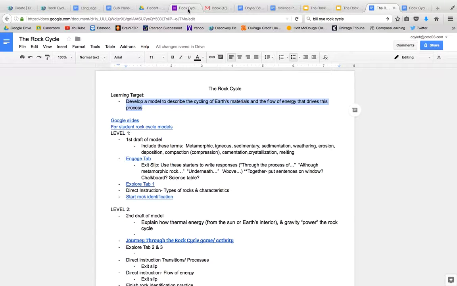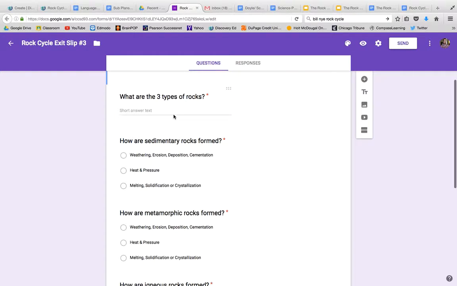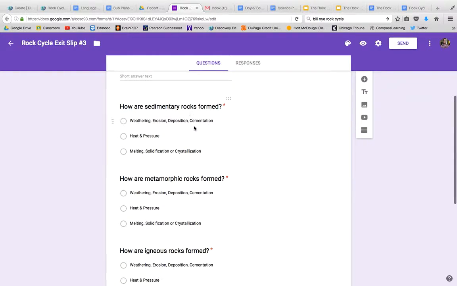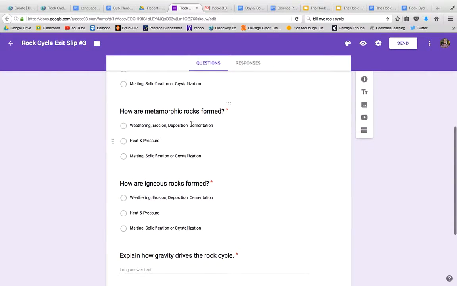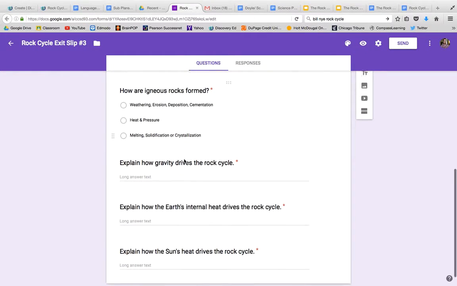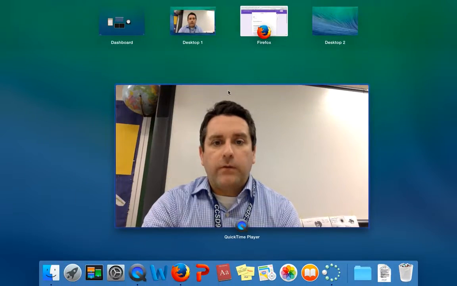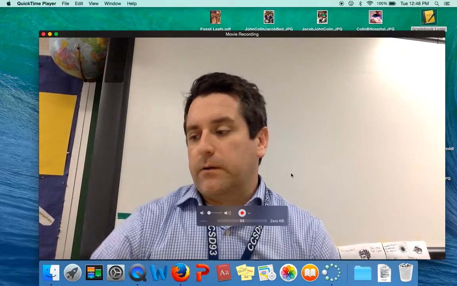Now, today in class, you guys are going to be completing this exit slip. So let's preview it. What are the three types of rocks? How are sedimentary rocks formed? That's multiple choice. How are metamorphic rocks formed? How are igneous rocks formed? All three multiple choice. And then explain how gravity drives the rock cycle, explain how the Earth's internal heat drives the rock cycle, and explain how the sun's heat drives the rock cycle. And for those, you'll have to give probably like 2 or 3 sentence explanations for those questions. Okay? All right, so let's do a little paper slides here.